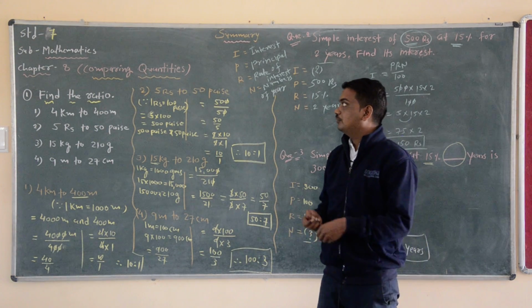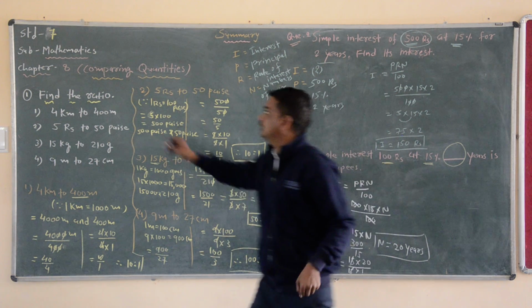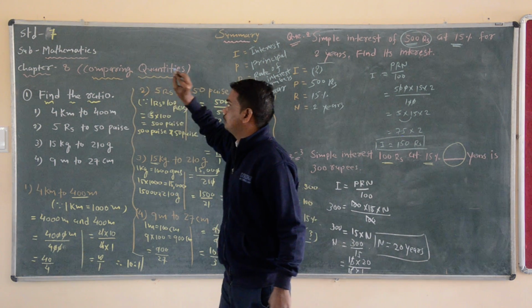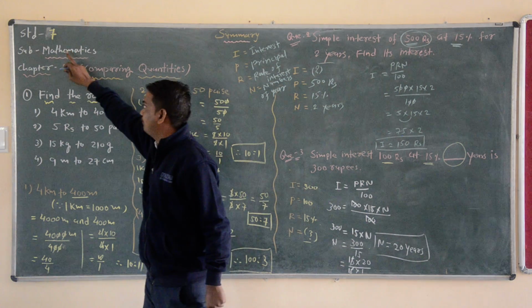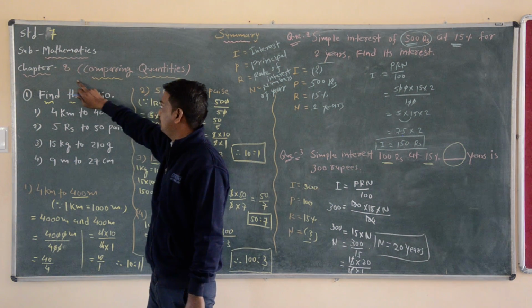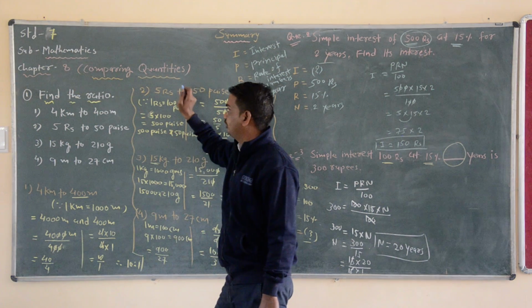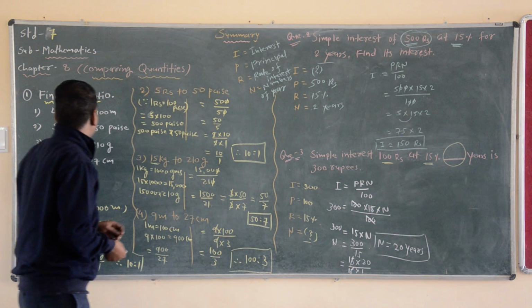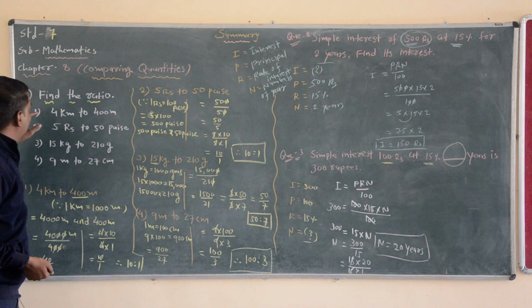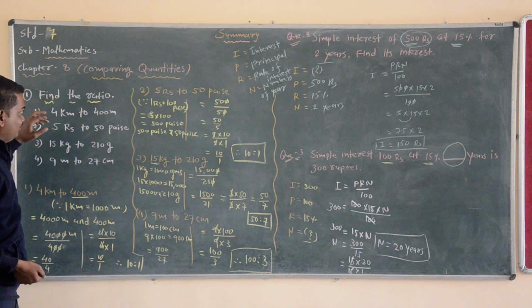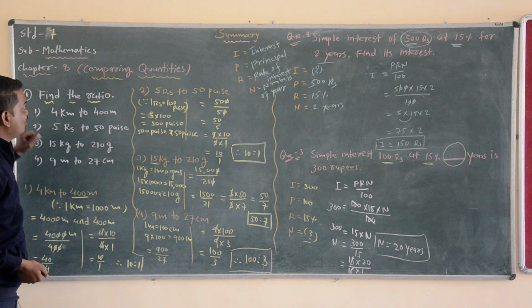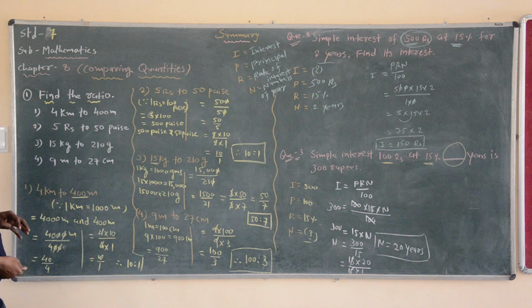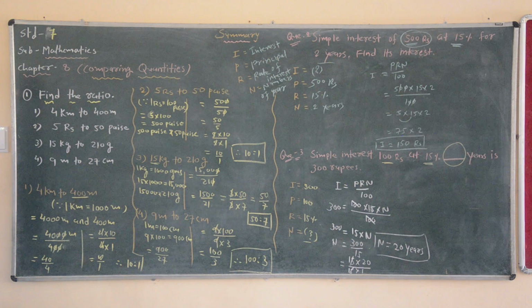Today we are learning our chapter number 8, comparing quantities. Now, Standard 7, subject Mathematics, chapter number 8, comparing quantities. In this chapter we are learning two portions. The most important portions are finding the ratio and simple interest related sums. First of all, we are going to see how to find the ratios.